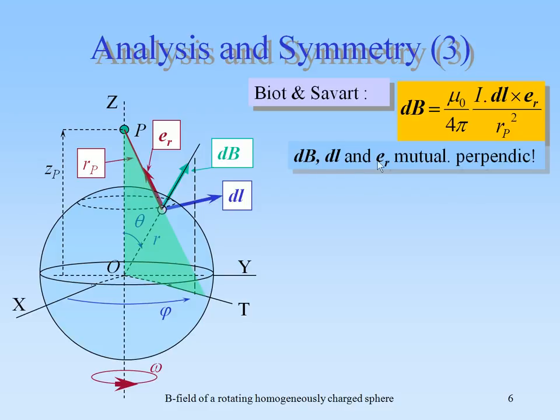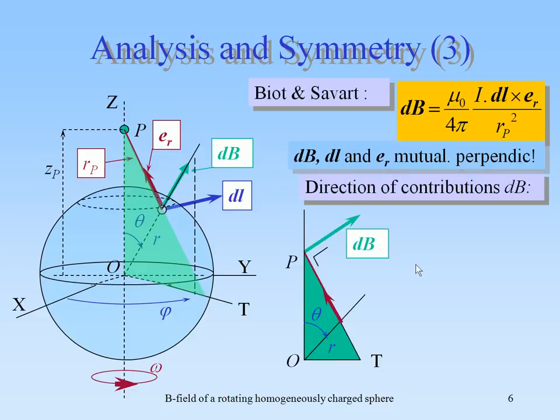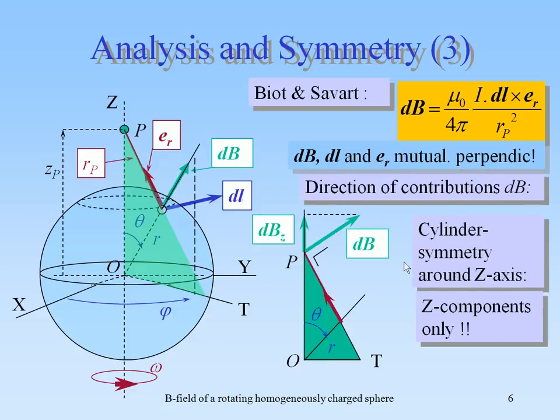dB, dl and ER are mutually perpendicular: dl, ER, dB. Regarding the direction of the contributions dB, we have cylinder symmetry around the z-axis, and it means that we only need the z component.